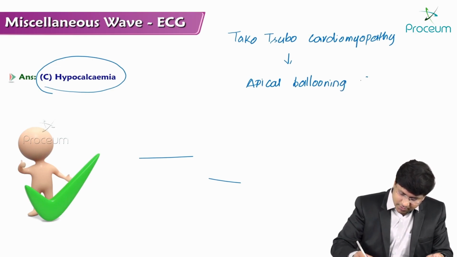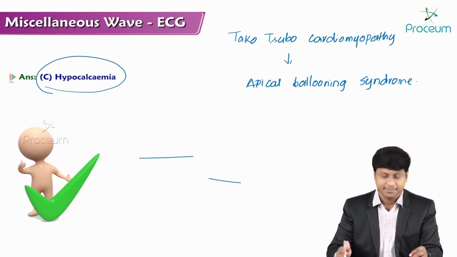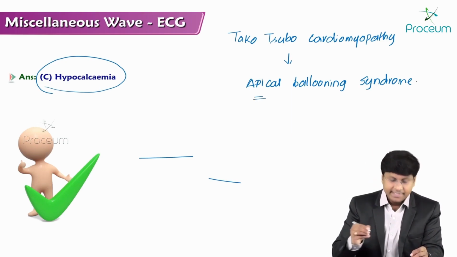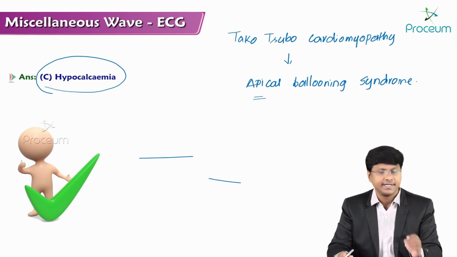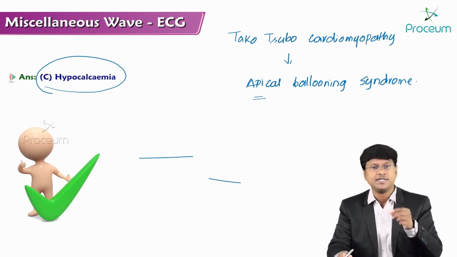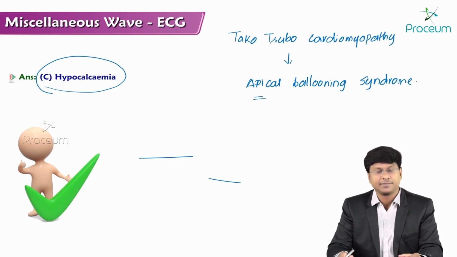Right, it is also called apical ballooning syndrome. So that is your Takotsubo cardiomyopathy or the stress cardiomyopathy. Now, in case of the apical ballooning syndrome, what is the criteria? There are four important features that have to be taken into the criteria of the Takotsubo cardiomyopathy. Now, what are those four important features?